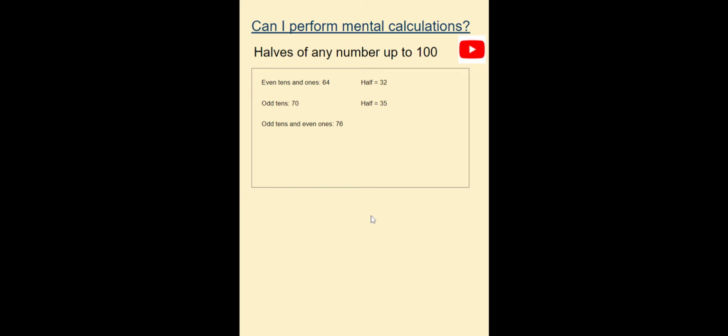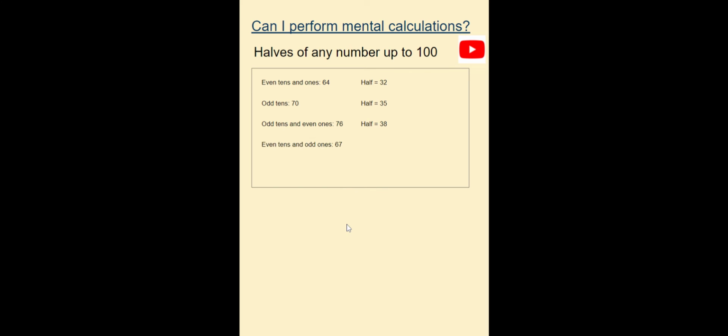When I have an odd number in the tens column and an even number in the ones column, I could partition again and think about 76 as 60 and 16. So half of 60 is 30 and half of 16 is 8. So half of 76 is 38.